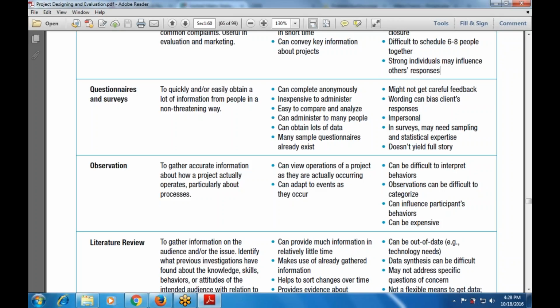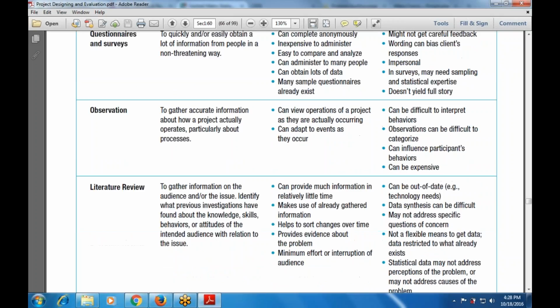The next one is the literature review. The main purpose is to gather information about the audience or the issue, that is, the claims available for the audience. Then identify what previous investigations have found about the knowledge, skills, purpose, behavior, or attitude of the intended audience in relation to the content and the issue. What is the main issue? Why are we bothering with the issue? What is the main crux of the issue? That is very important for the previous investigation.